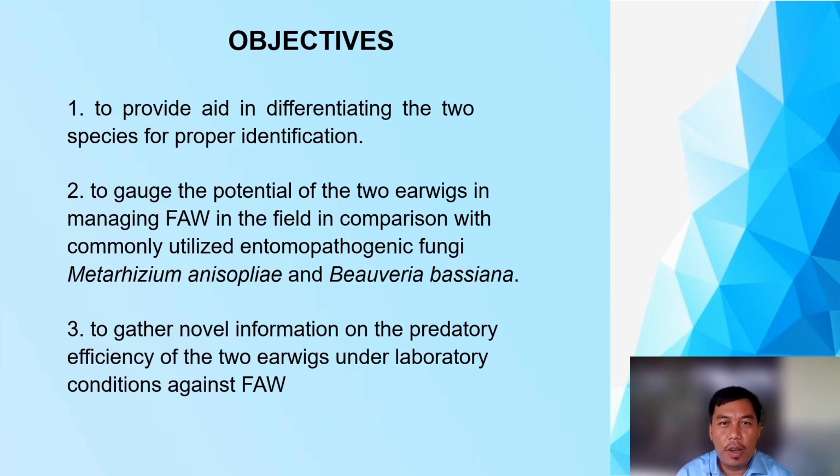The objectives of this study were to provide aid in differentiating the two species for proper identification, to gauge the potential of the two earwigs in managing FAW in the field in comparison with the commonly utilized entomopathogenic fungi Metarhizium anisopliae and Beauveria bassiana, and to gather novel information on the predatory efficiency of the two earwigs under laboratory conditions against FAW in terms of number of prey consumed or slain, prey size with third instar as smaller prey and fifth instar as larger prey, and across sex to determine which is more aggressive in attacking and consuming prey.